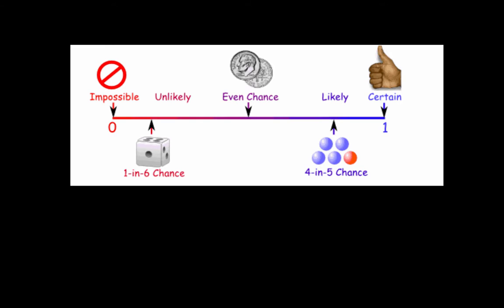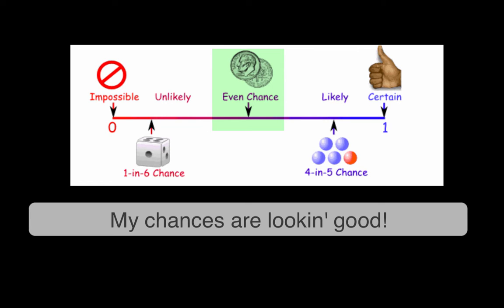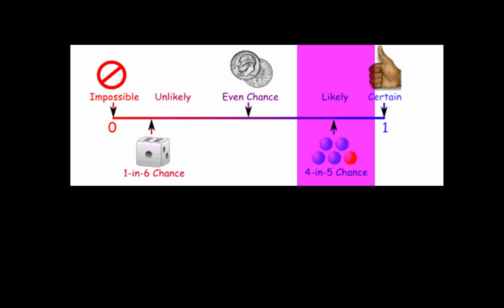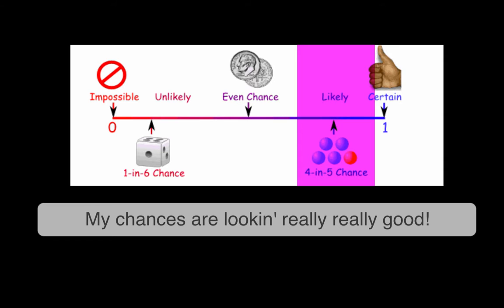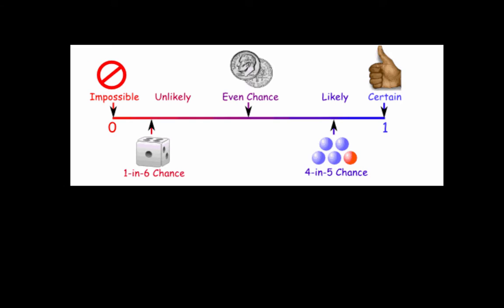If you have a 1 in 6 chance of something happening, the likelihood is probably not that great or not in your favor. If you have an even chance of something happening, you can say that, you know what, this is a pretty good opportunity. If you have a 4 in 5 chance, so an 80% chance that an event will happen, it's likely that that event will happen. Now, probability is all about chance. So, let's continue on with some more information about theoretical probability.